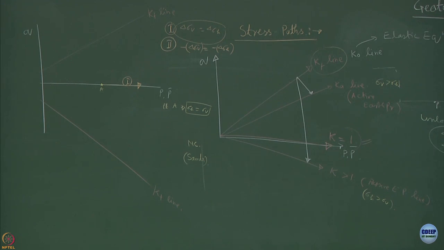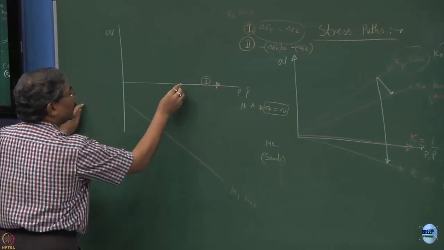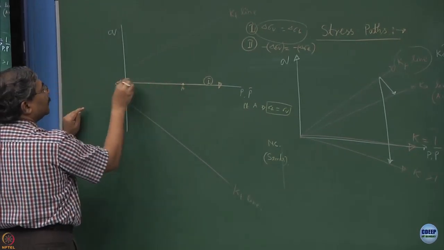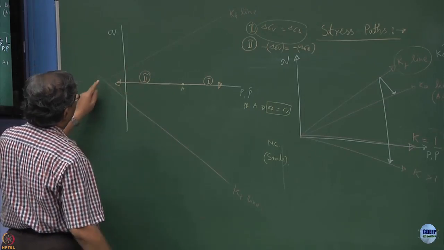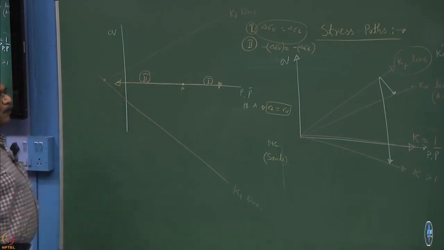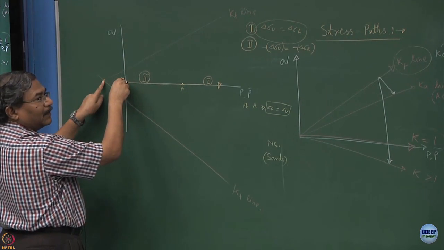So, how do you break something? By tearing it apart, is it not? So, suppose I pull it from both the sides, and from these two sides also, the chances of the system failing increase. Why? Look at this. It's okay. And this is definitely going to cut the failure envelope somewhere. And what's it going to give me? It's going to give me the tensile strength of the material.